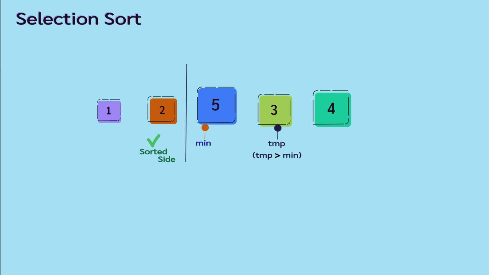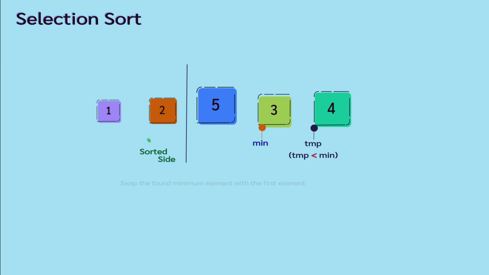Now I hope you understand how the selection sort behaves in each iteration. In the same way, 3, 4 and 5 will get sorted at the end of all iterations.